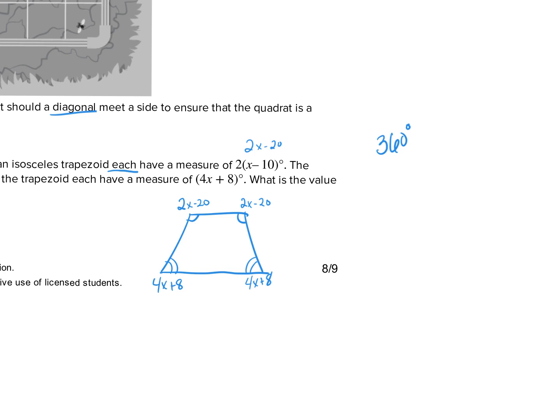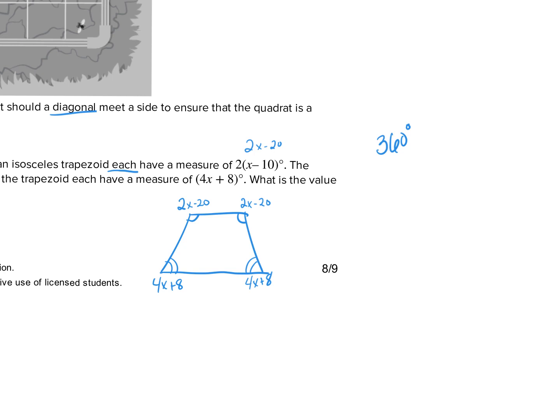But because we know that the base angles are congruent, that would mean that the two angles sum to 180 degrees. The sum of the two angles would be 180, because half of 360 is 180.